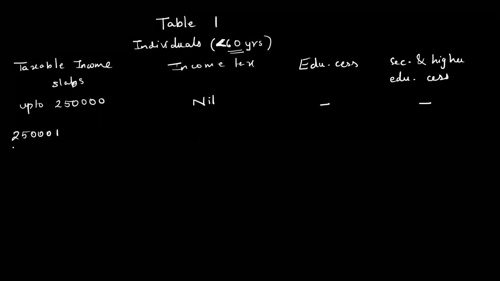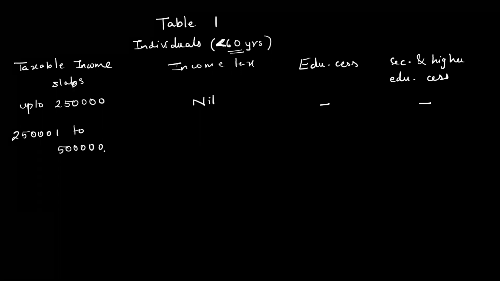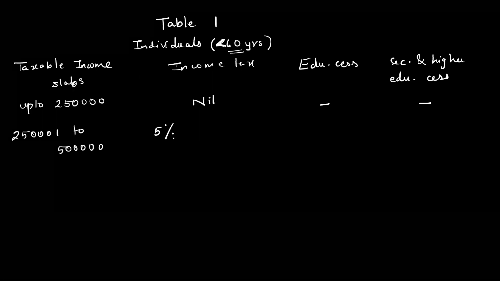So from 2,50,000 and 1 rupee to 5 lakhs, you have to pay a different amount of tax. So how are they doing it? What they are saying is 5%. 5% means, I hope you all remember, 5 upon 100. 5% of what? It is whatever your taxable income is.